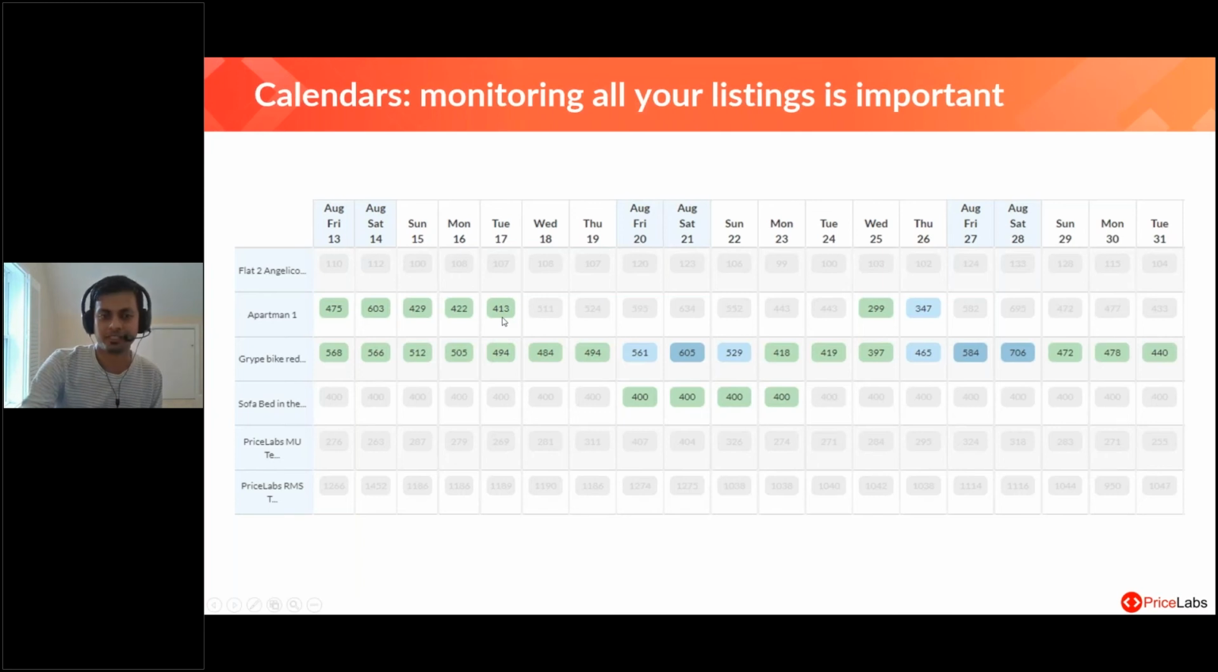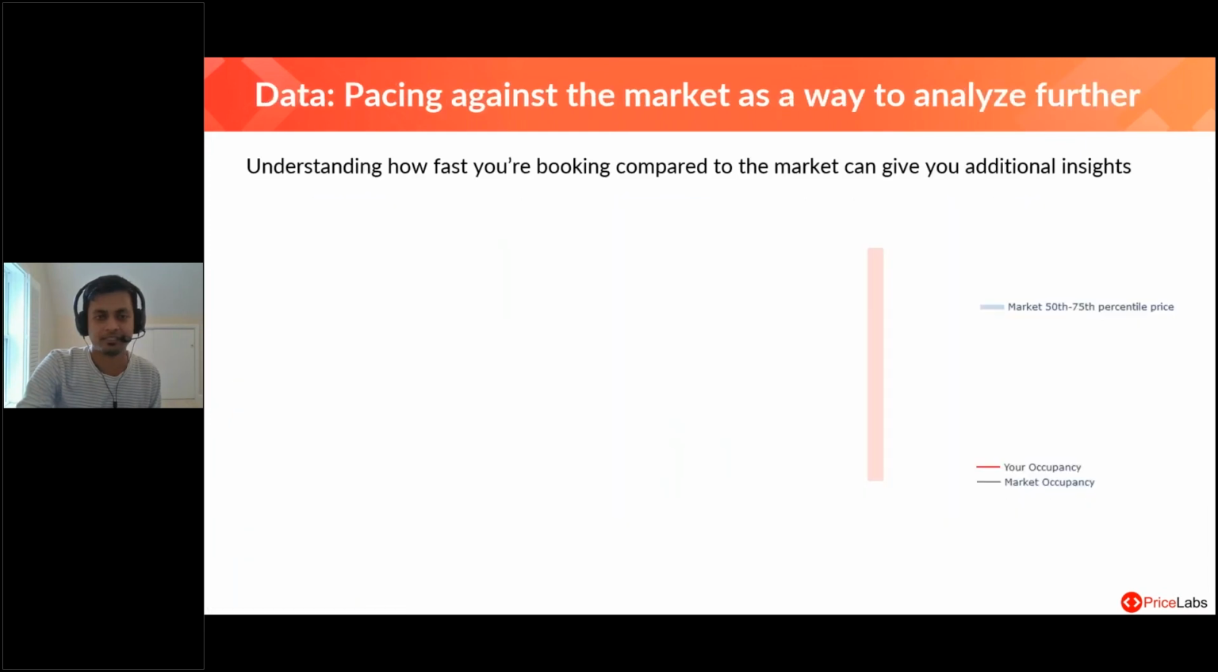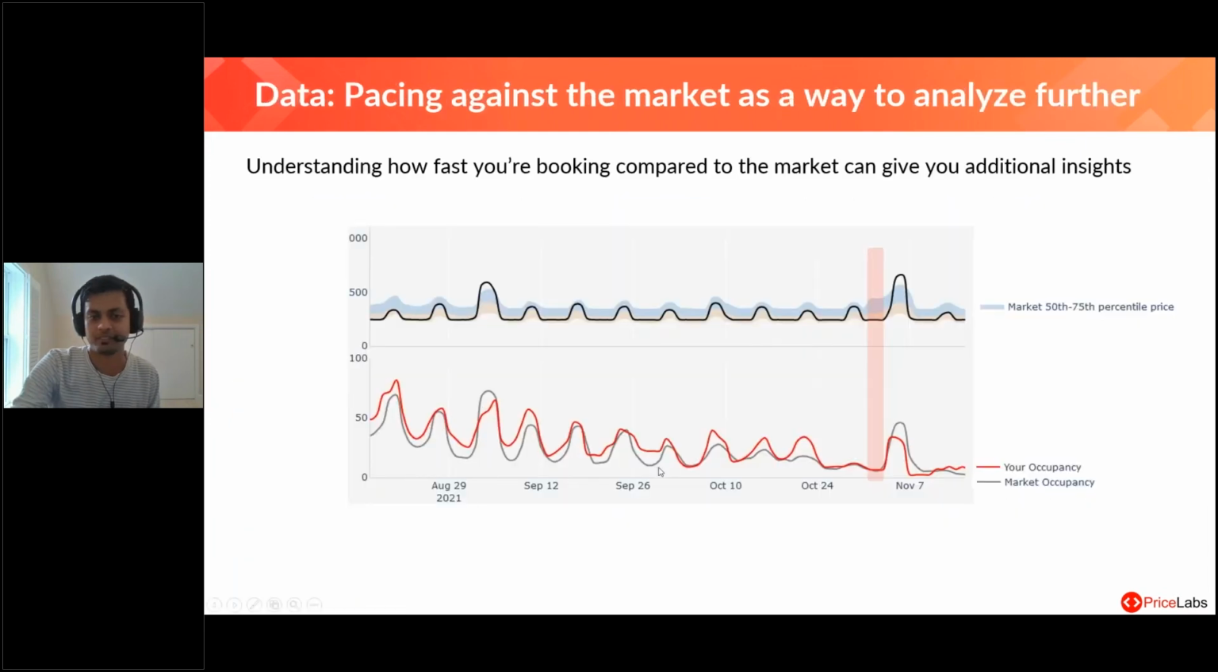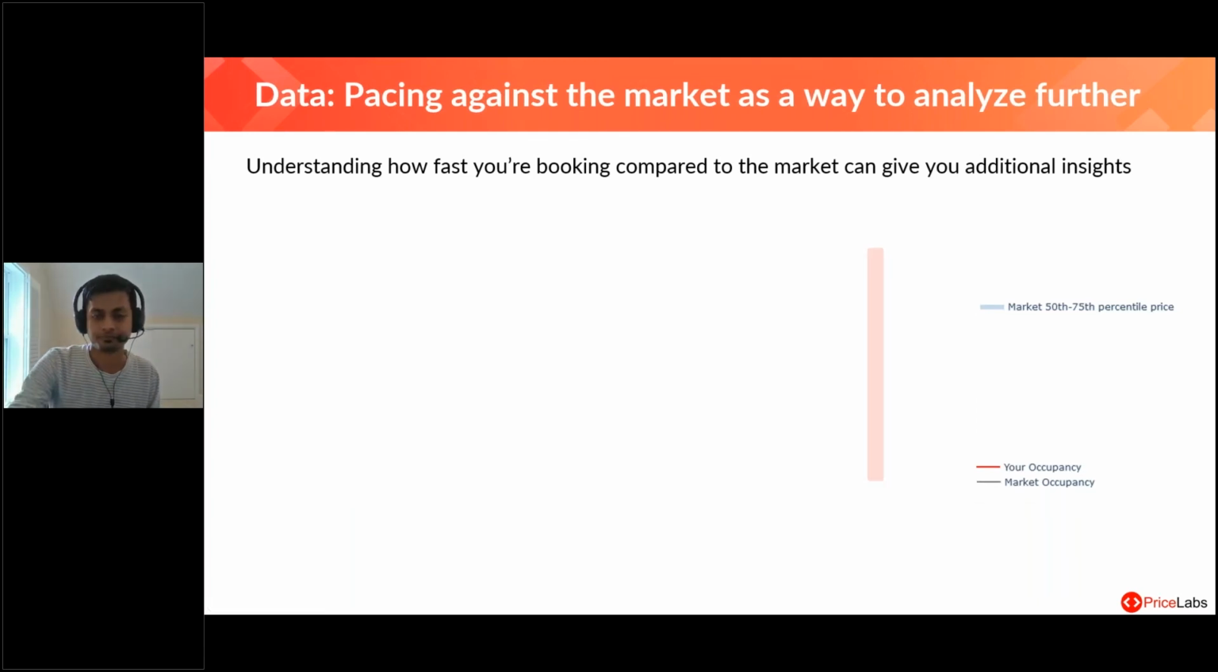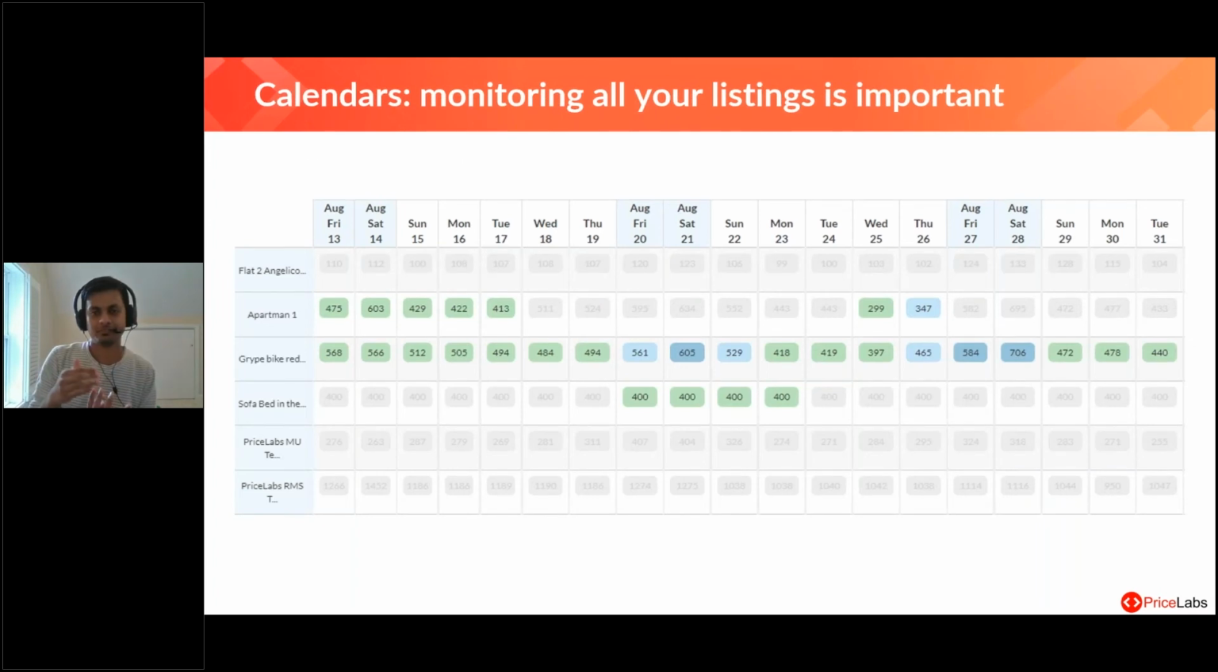If I look at this data, by looking at my aggregate occupancy across all dates, I would be very happy. I would think everything is above 80%, things are going fine. But it's only when I break down into individual calendars that I realize there is one listing right here which seems to be just not getting any bookings. I need to do something about it. So what's important is not just to look at aggregate data, but also data that's broken down by each property, by each home.